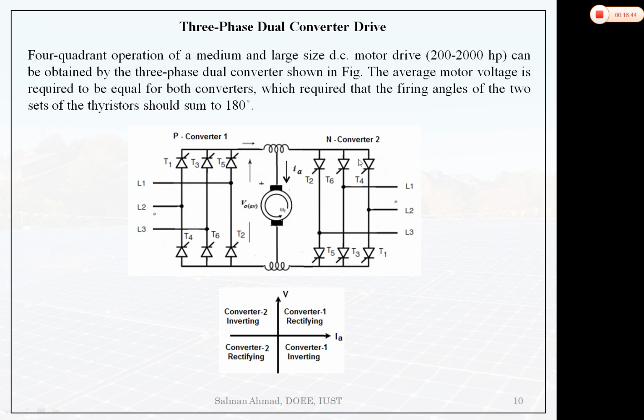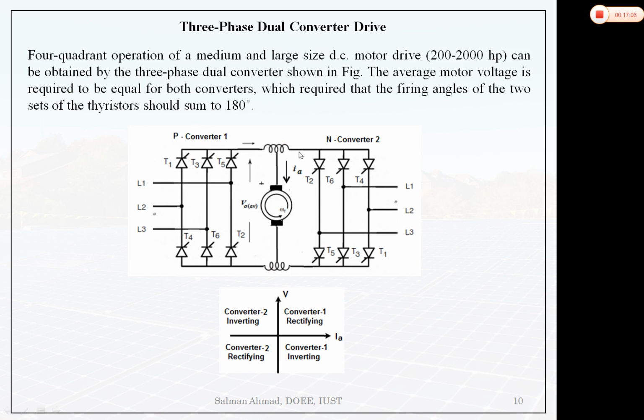Converter 1 will work in the first and fourth quadrant, because the current cannot be made negative in this case. So you can see in this plane, voltage is positive and voltage is negative, but current is always positive. So this will be the operation of converter 1.